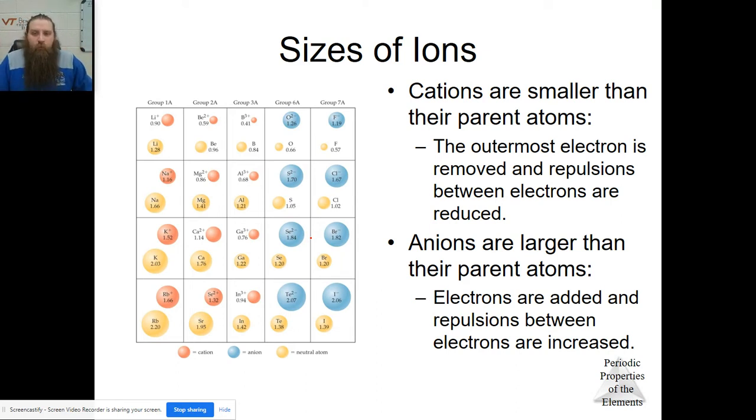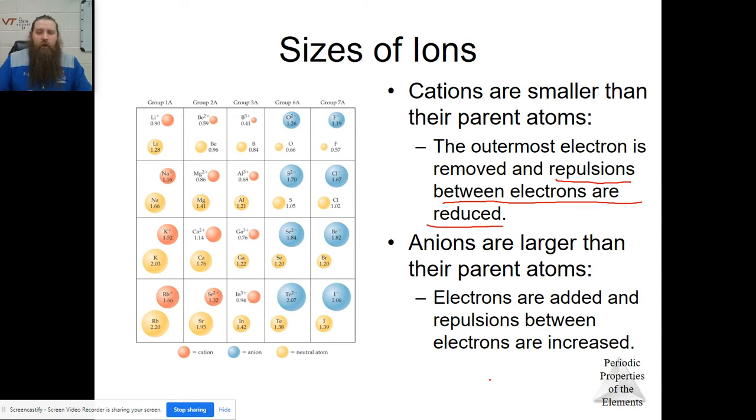Now we want to be able to explain why. So this is the why. Repulsions between the electrons are now reduced. There are fewer electrons there, which means less overall negativity, right? A smaller number of negative charges. And so the repulsion between electrons is lessened. That allows them to get larger.